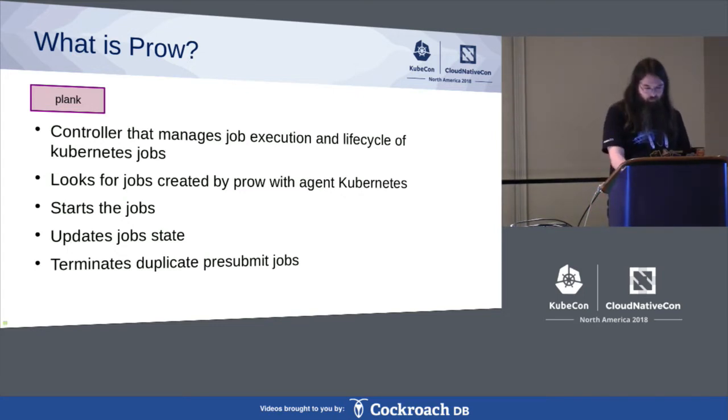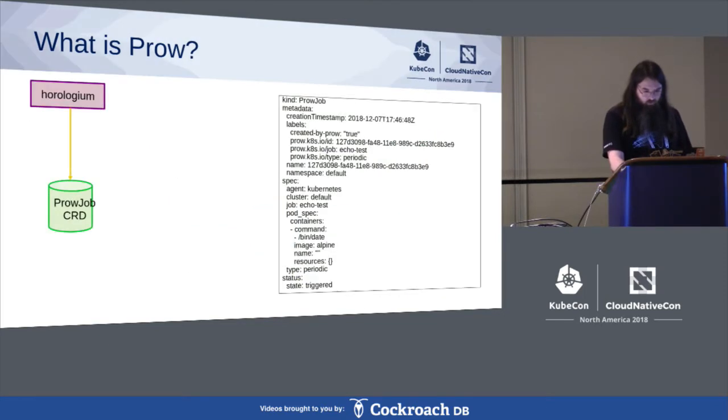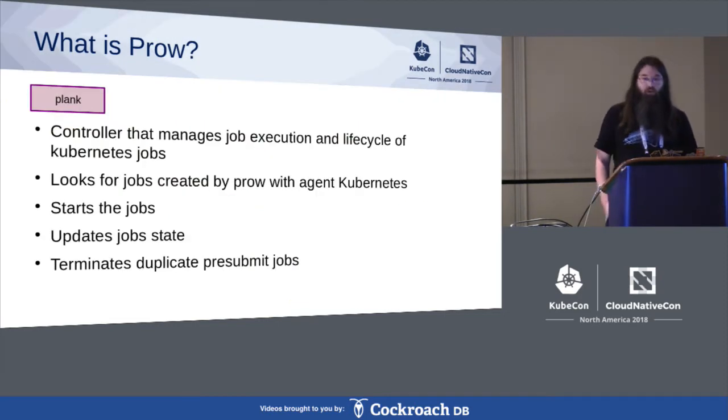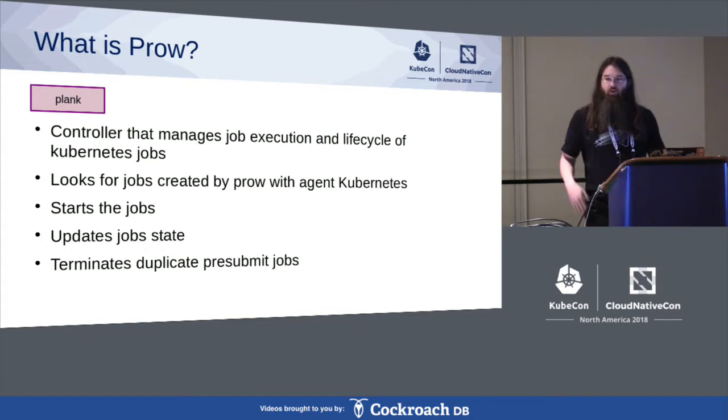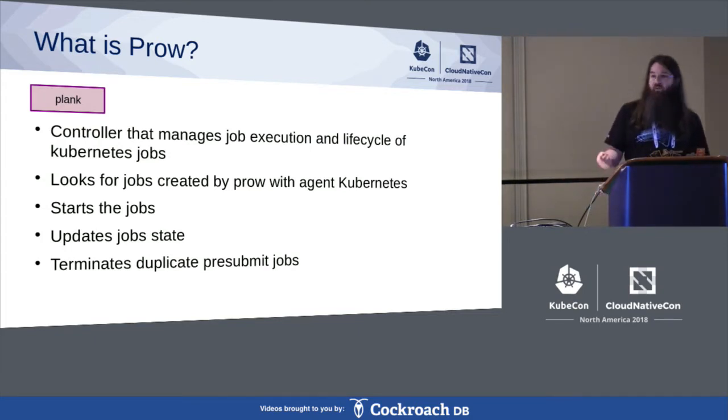So if we go back to this thing that's probably too small to actually see, if my slides are going backwards, there's a little created by Prow in there, true. That's good. And the other thing it looks for is the agent, Kubernetes. If the agent is Kubernetes, that means it is a Kubernetes job and can be run on the Kubernetes cluster. It's going to start the job, watch it and update the state.